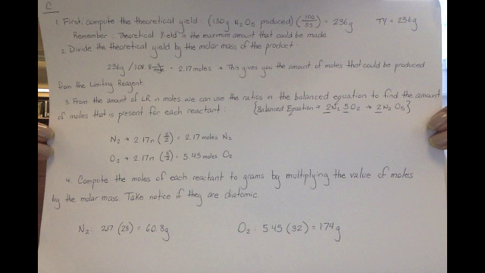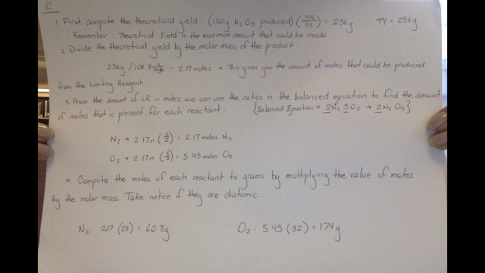The fourth step is to convert the moles of each reactant to grams by multiplying the value of moles by the molar mass. Nitrogen's molar mass is 28 grams per mole because nitrogen is a diatomic element. 2.17 moles of nitrogen times 28 grams per mole equals 60.8 grams of nitrogen that could be used for the reaction.